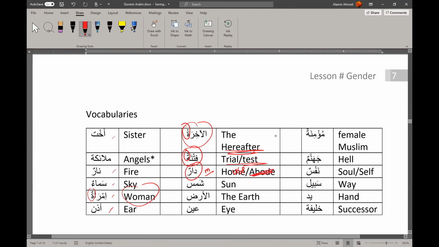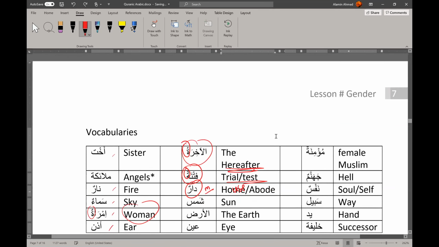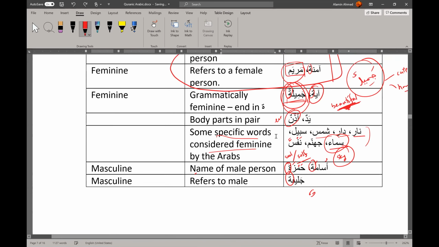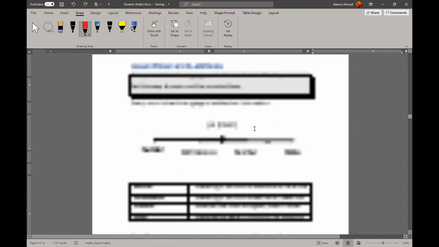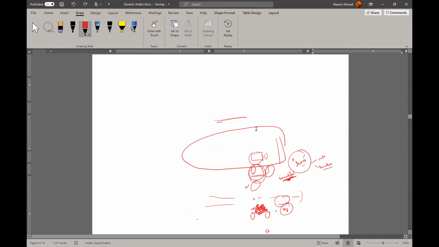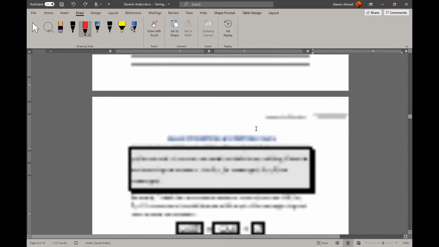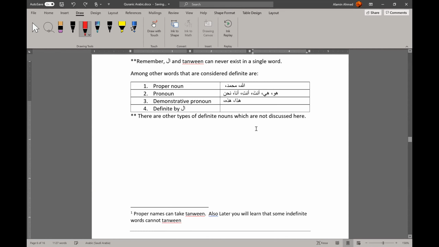I think I misspelled it. Abode. Oh, no, I think it's fine. Yeah. So see, it goes into this category. Subhanallah, it's just jumping here and there, guys.